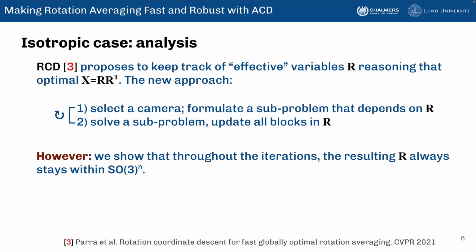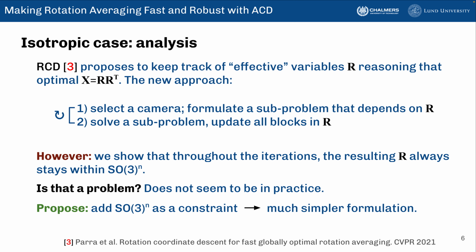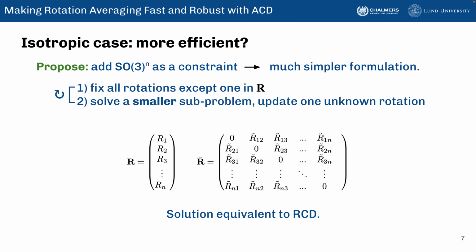In the paper, however, we show that throughout the iterations, the resulting matrix X always stays within SO3^N. Is that really a problem? Does not seem to be in practice. So we propose to add SO3 constraints into the problem, and it leads to a much simpler formulation. So the algorithm looks like this. Essentially, we iterate through the blocks of the rotation matrix, and we update them one by one.